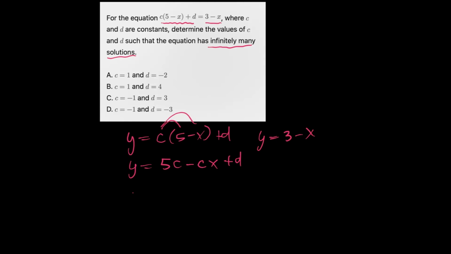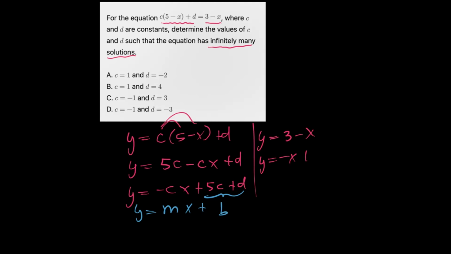To now get it into y equals mx plus b format, we need the x toward the beginning. So y is -cx plus 5c plus d. And so this is y equals mx plus b, and all of that is the b because it lacks x. Now coming to the other one, if we want that in y equals mx plus b format, we can just reverse the order, -x plus 3. So that's y equals mx plus b, with the slope being the -1 in front of the x and the b being 3. So this has to have infinitely many solutions.